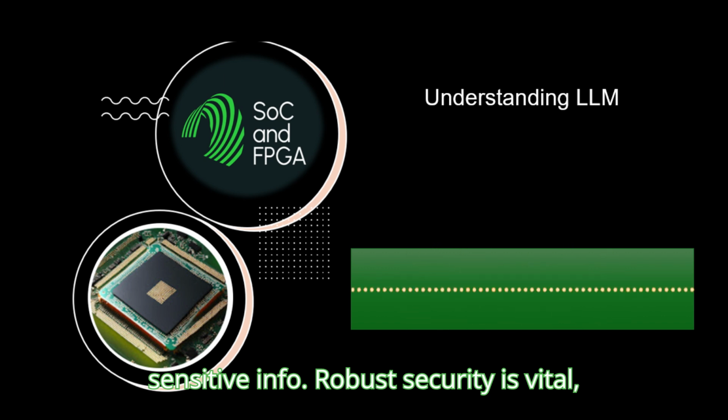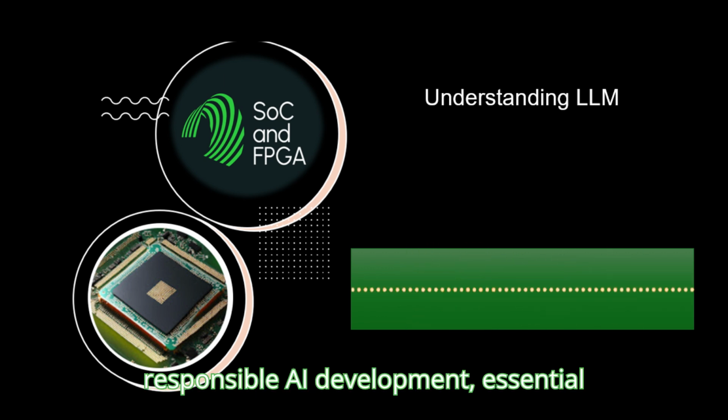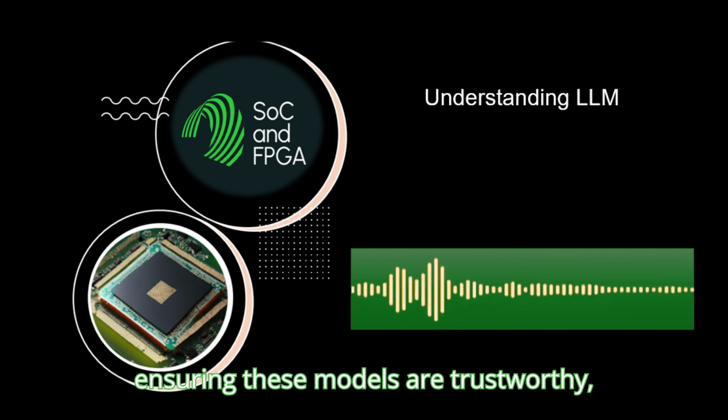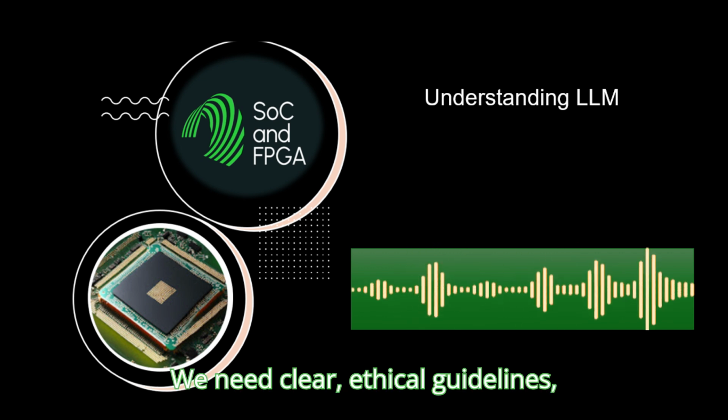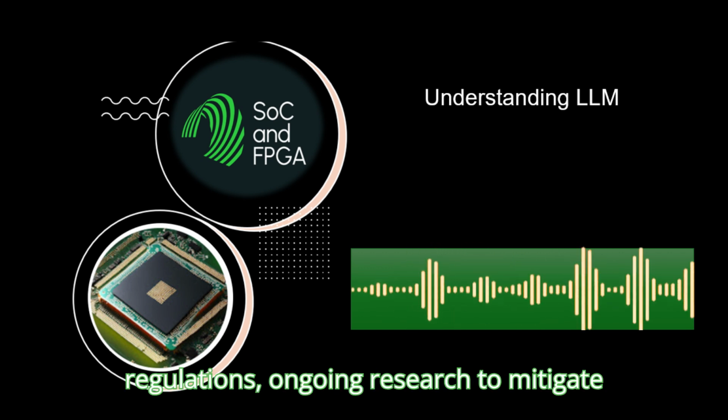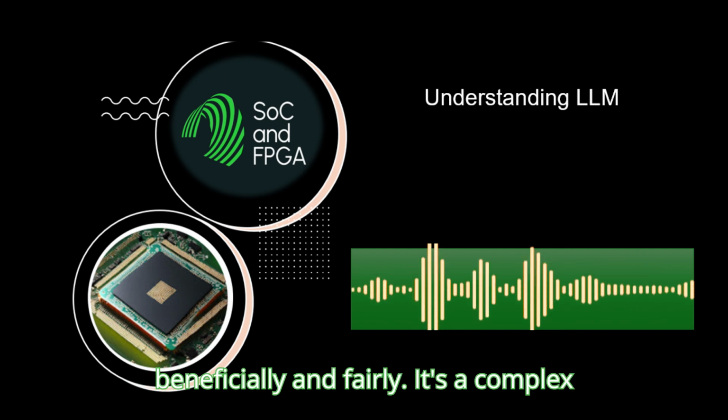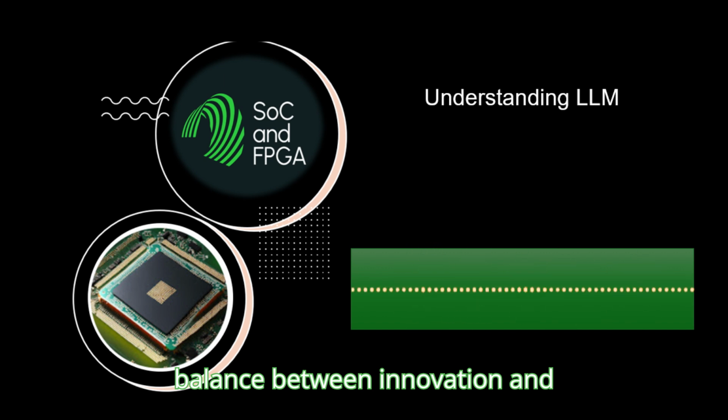Robust security is vital. So it all points to the need for responsible AI development. Essential. Ensuring these models are trustworthy, transparent, accountable, and secure. We need clear ethical guidelines, regulations, ongoing research to mitigate the risks and make sure they're used beneficially and fairly. It's a complex balance between innovation and responsibility.